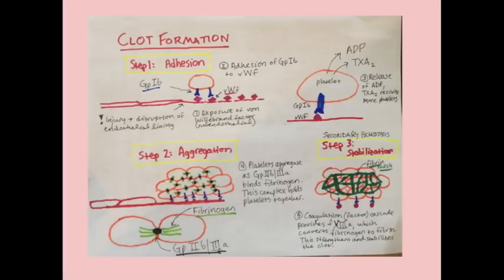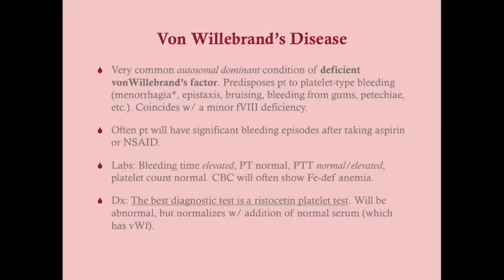So when you have von Willebrand's disease, you don't have enough von Willebrand's factor, and so your bleeding time is going to be increased. Why is bleeding time increased? Well, that's because you can't form the initial clot. So it's going to take longer for the clot to form because you have a deficiency in von Willebrand's factor. And again, the symptoms are going to be characteristic of superficial platelet-type bleeding. So menorrhagia, epistaxis, bruising, gingival bleeding, petechiae, and so forth.